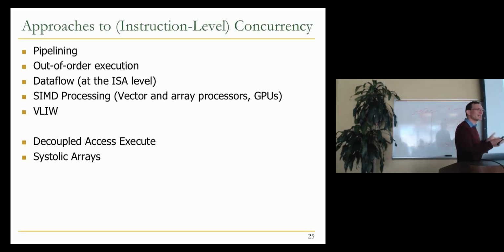Pipelining we've already covered, right? It's a basic form of instruction level parallelism. You do different parts of the instruction in different stages. Out-of-order execution we've also covered. And data flow at the ISA level, I'd like to spend a little bit more time today.